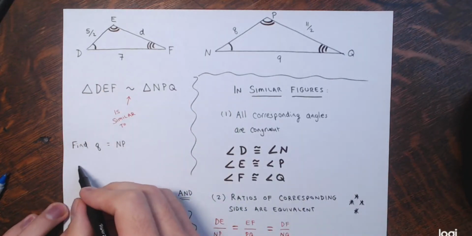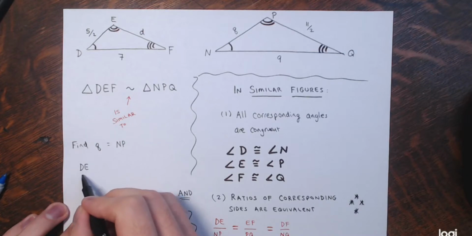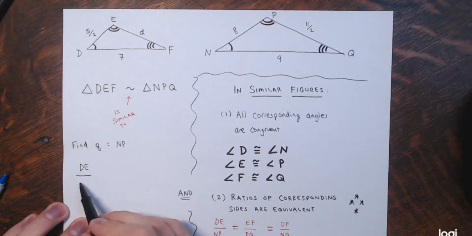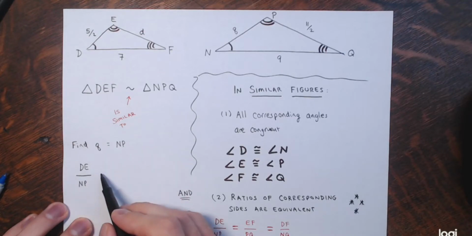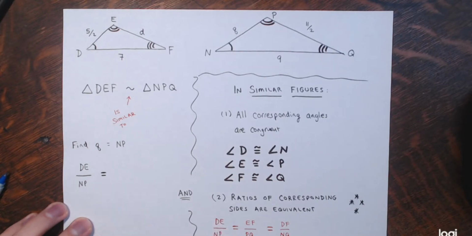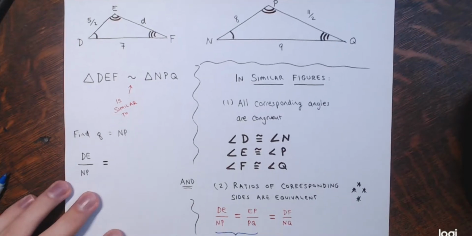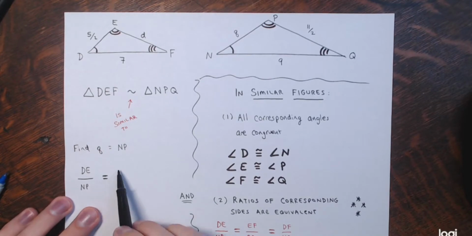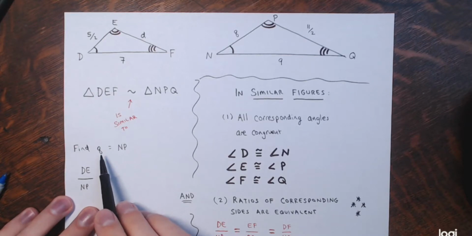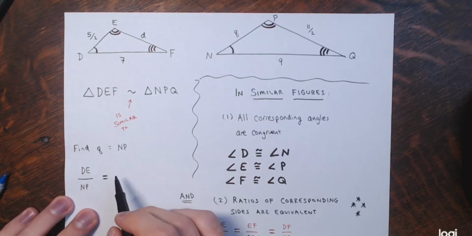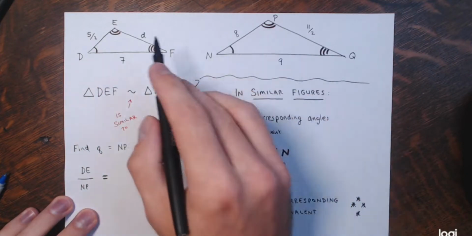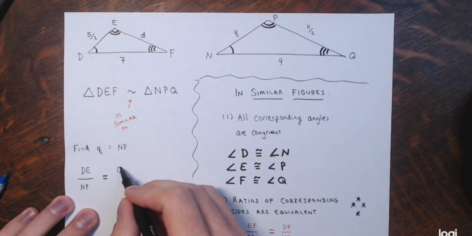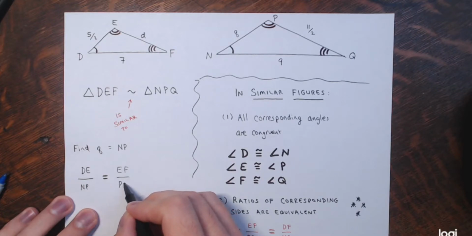So I'm going to set up this proportion. I'll take DE from the first triangle, that length, divided by NP, which is going to be this little q. And I want to set that equal to another ratio of corresponding sides, because the ratios of corresponding sides should be equal in similar figures. I want to set that to another ratio of corresponding sides so that q is the only unknown. Because watch what happens when I do this. How about if I take DE to NP equals EF to PQ? They should be equal because they are ratios of corresponding sides.